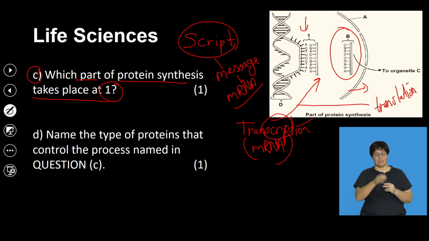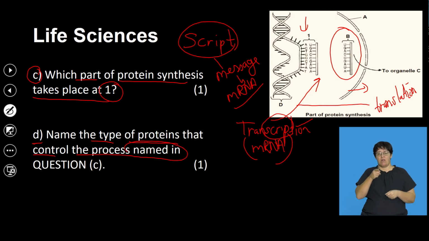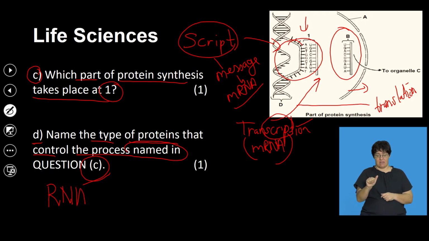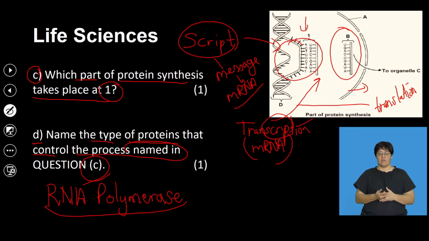Cool. The next question. Name the type of proteins that control the process named in question C. So guys, as I mentioned earlier on, this process of transcription involves an enzyme, and that enzyme controls this process here. And that process is controlled by an enzyme called RNA polymerase. And so RNA polymerase is an enzyme that actually carries out the process of transcription.